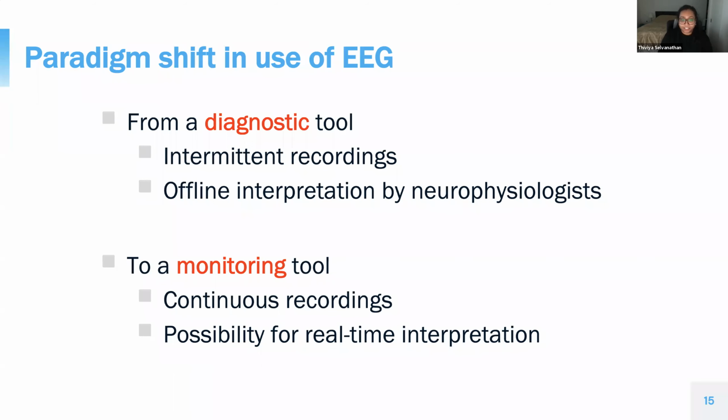And really, the use of amplitude integrated EEG has been a paradigm shift from using EEG as a diagnostic tool, where we have intermittent recordings and it's interpreted offline by neurophysiologists, to a tool that can be used to monitor brain activity. And it allows us to do this continuously. And there's a possibility for real-time interpretation as well. That's really why amplitude integrated EEG is a very valuable tool in the ICU.